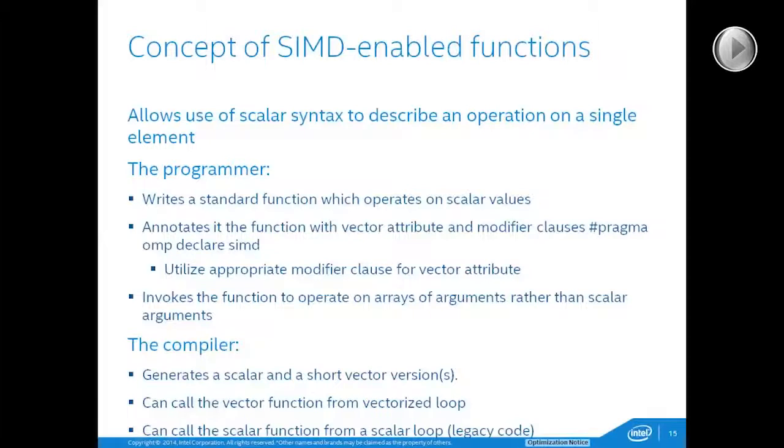Well, the concept, like I said, every time you declare a function as pragma OMP declare SIMD, the compiler which is compiling the code, for instance Intel C++ compiler which supports OpenMP 4.0, is going to generate a traditional scalar version, which means your legacy code will work fine, but it can also generate vector variants of the function.